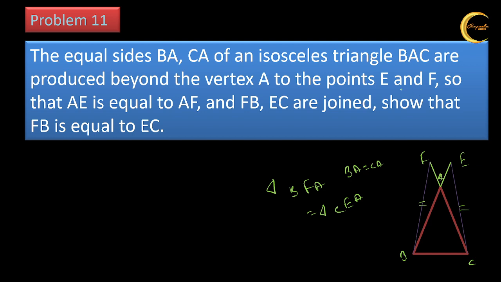And E and A are produced beyond BAC, beyond the vertex A, the points E and F, so that AE is equal to AF. Already said, AE equals AF. Okay. So now you can easily prove that these two triangles are equal in all respects.